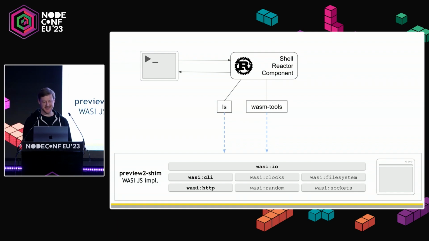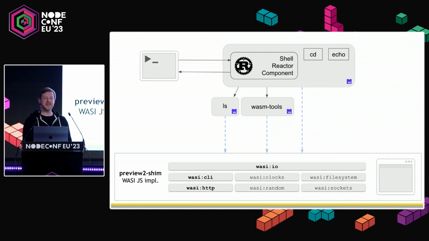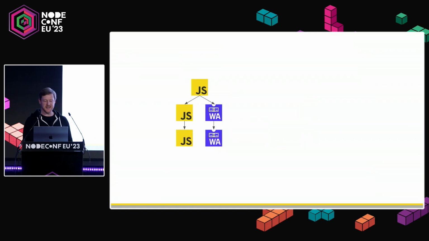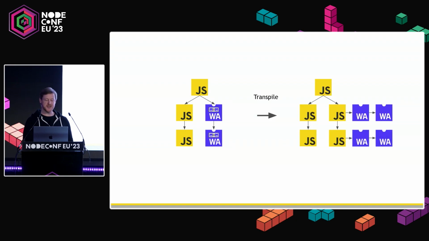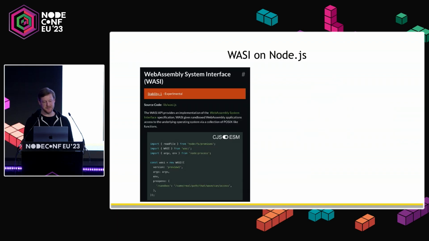But yeah, so we had this main shell reactor components importing other things like ls and wasmtools. We can build them all as individual components. And so we have something like a module graph like this. And we transpile that module graph to something like this. And we've still just got a whole bunch of glue code. But it's glue with a future standard layering. And that's the benefit.